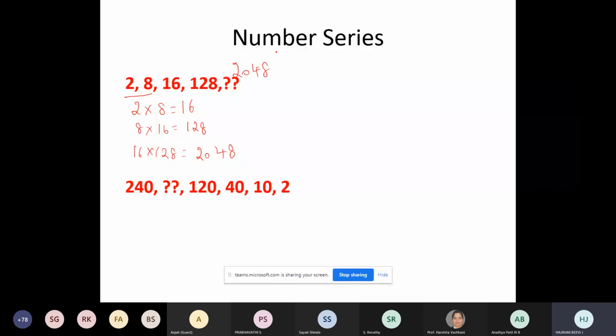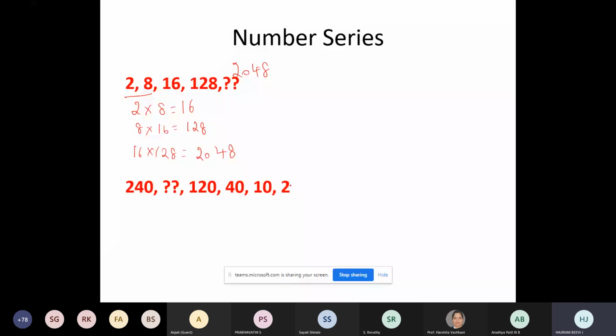Then the next series: 240, then they are asking the term. Then 120, 40, 10, 2. Okay, so in this series, we are coming from back because here we are having the lowest value now.